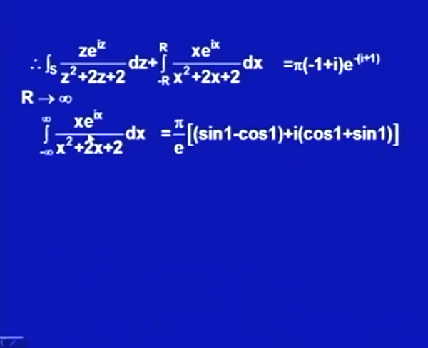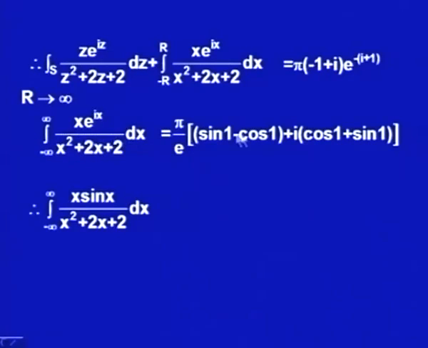Now see the left hand side. On the left hand side we have the integral of x into e^(ix) upon x² + 2x + 2, while I have to evaluate the integral of x into sin x upon x² + 2x + 2. So e^(ix) here also we could write as cos x plus i sin x. So this left hand side also we can break into two integrals as the real and imaginary part.